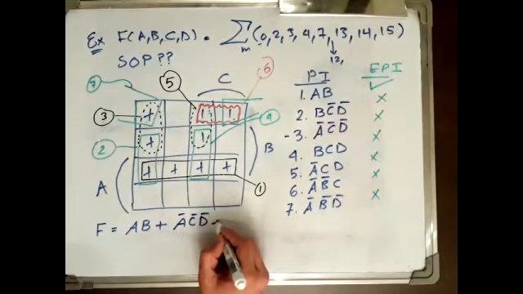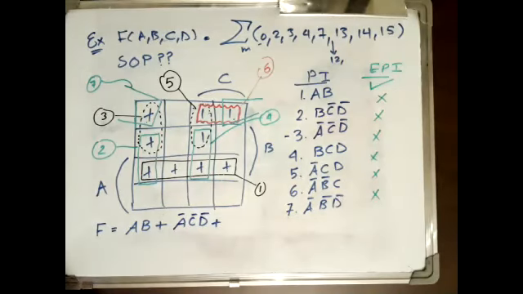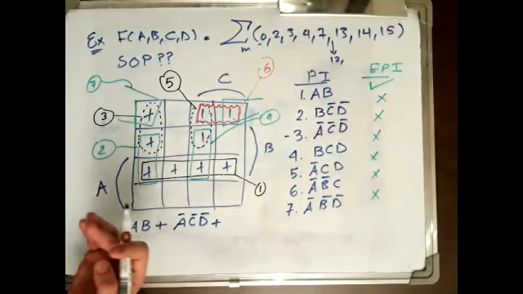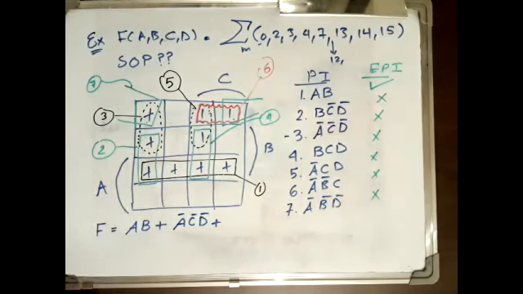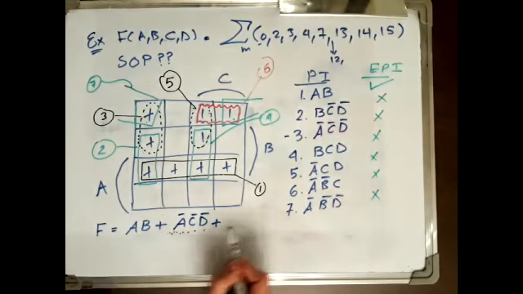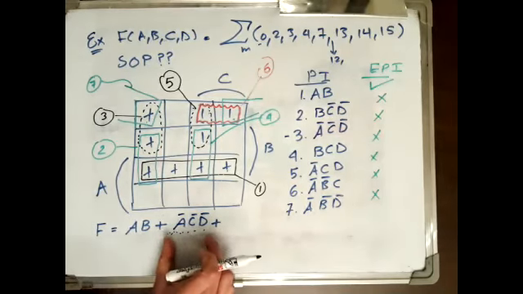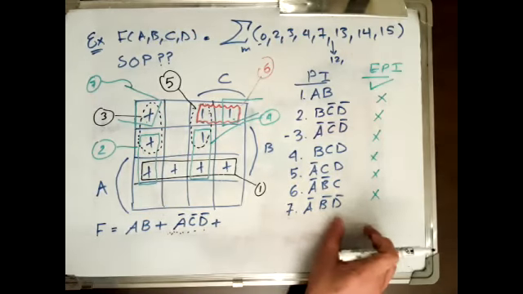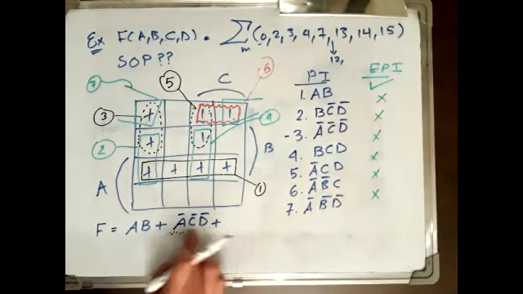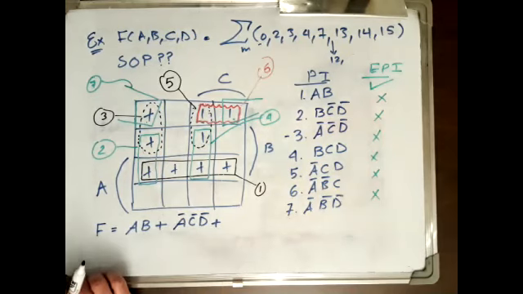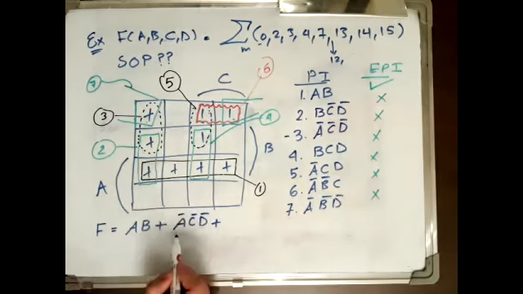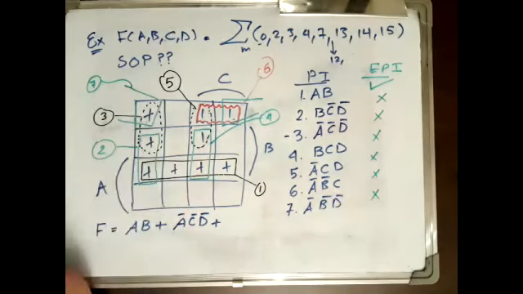Because if you remember last time, we said we need to pick the fewest number of prime implicants to cover the remaining ones. Okay? So fewest is very important, because fewest means that we are using fewer product terms, fewer AND terms when we write the logic expression. So if we write this, we have covered this and this.